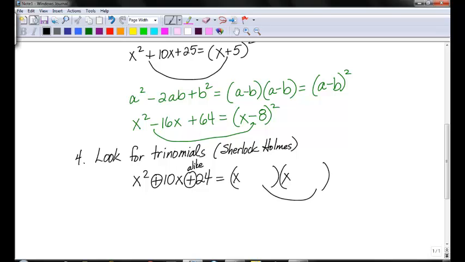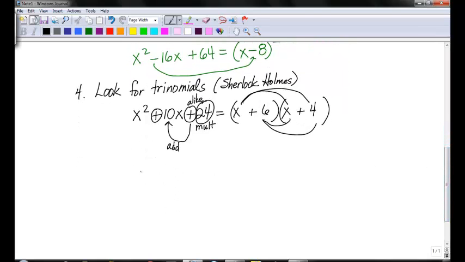This tells me what they definitely both are. They have to be a positive times a positive. They multiply together to give you 24. If this is a plus sign, you say they add together to give you 10. So you go through all the factors of 24: 1 and 24, 2 and 12, 8 and 3, 6 and 4. You finally get down to 6 and 4. And you can check, when you multiply this back, that's x squared plus 4x plus 6x would be plus 10x plus 24.